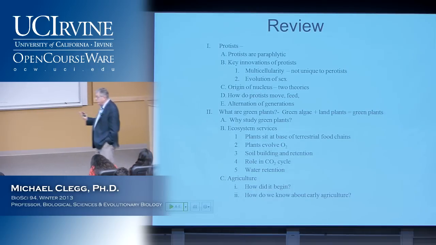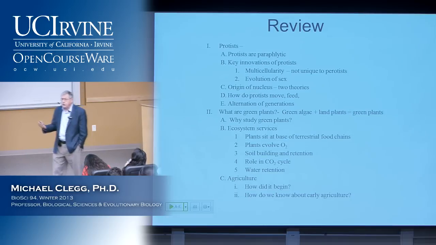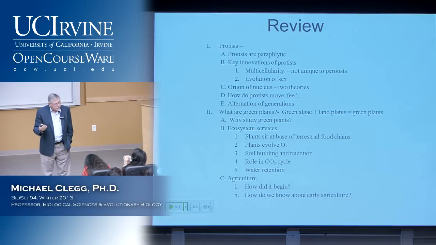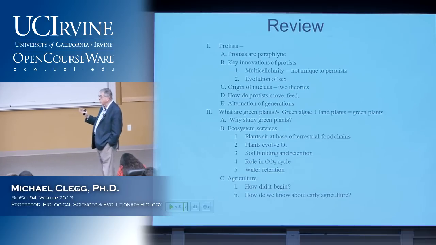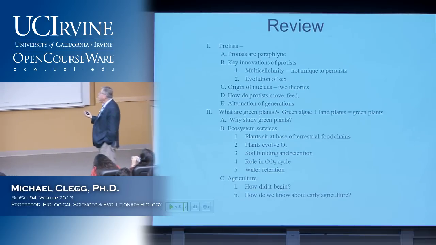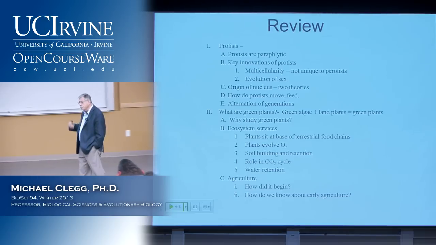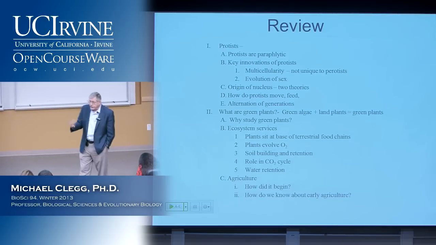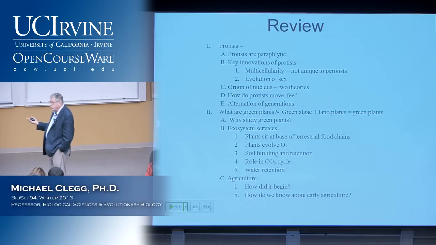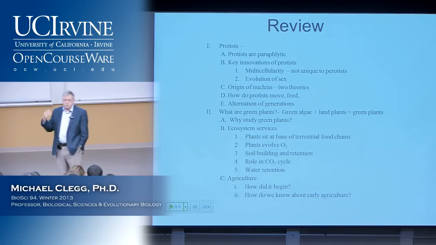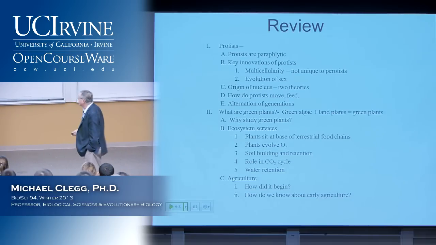We talked about two theories for the origin of the eukaryotic nucleus, and you should be familiar with those. We talked about how protists move and how they get food. In fact, we talked about three different ways of getting food, and again, you should know all three ways.